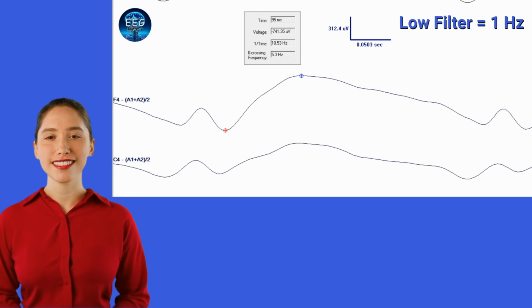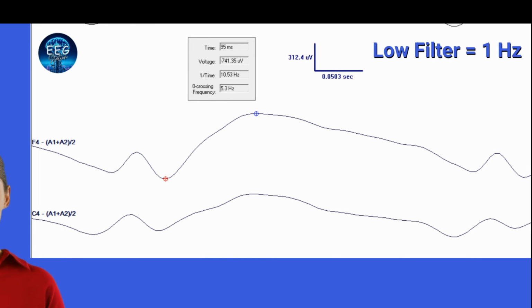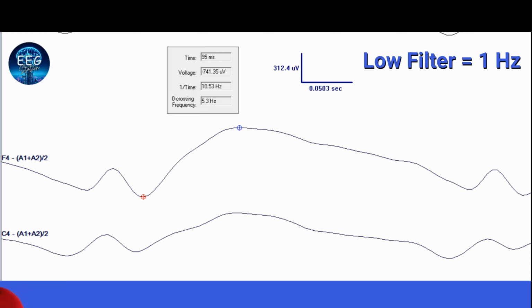Now, let's look at the same EEG page with the low-frequency filter set to 1 Hz. Note how the overall contour of the curvature has been impacted. In addition, the voltage was measured to be 741.35 microvolts, which is less than the voltage when the low-frequency filter was turned off.